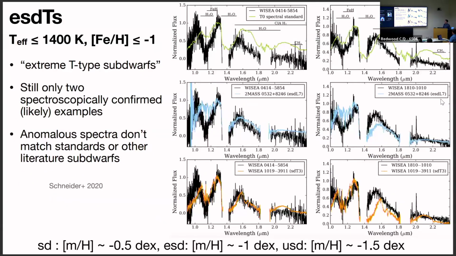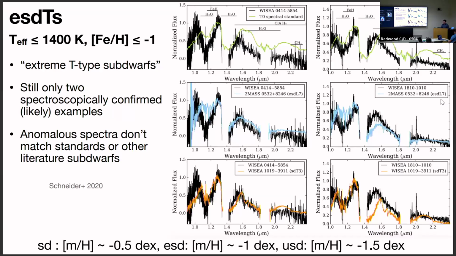I'm going to talk a little bit about what I mean by halo T-dwarfs. This is a very recently discovered population of objects. It's mostly been discovered by citizen scientists working on a project called Backyard Worlds. Some of the terminology is along the bottom, but for low mass stars and brown dwarfs, we have these terms: subdwarf, which means a metallicity of about -0.5 dex, extreme subdwarf, which means a metallicity of -1 dex, and ultra subdwarf, which means a metallicity of -1.5.